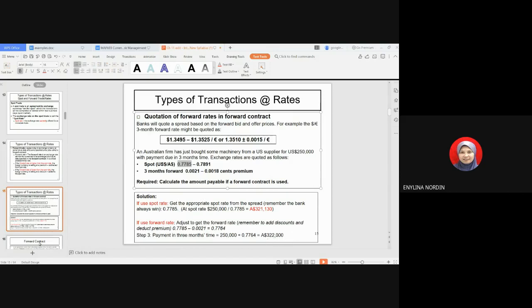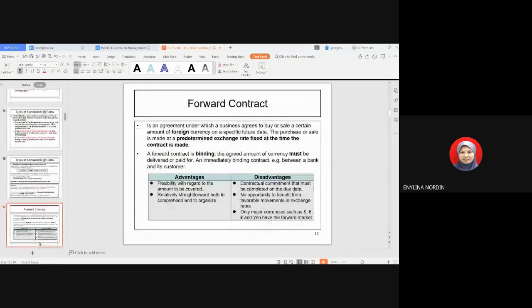Now we go to the forward contract specifically. We have covered the forward rate just now. The forward rate will be used in the forward contract or forward trade. A forward trade can be secured by a forward contract. This is an agreement under which a business agrees to buy or to sell a certain amount of foreign currency on a specific future date. The purchase or the sale is made at a predetermined exchange rate fixed at the time the contract is made.